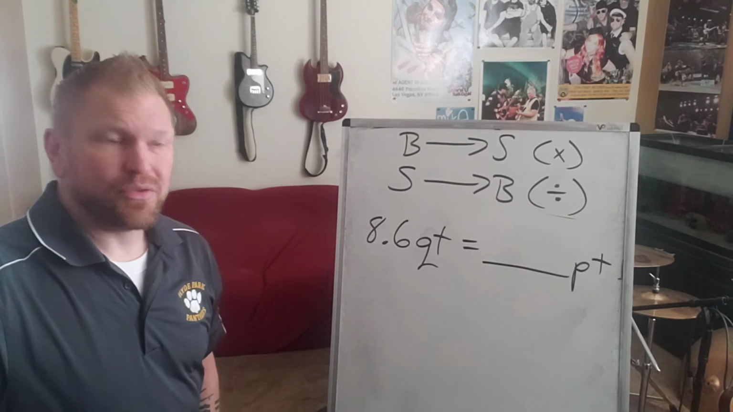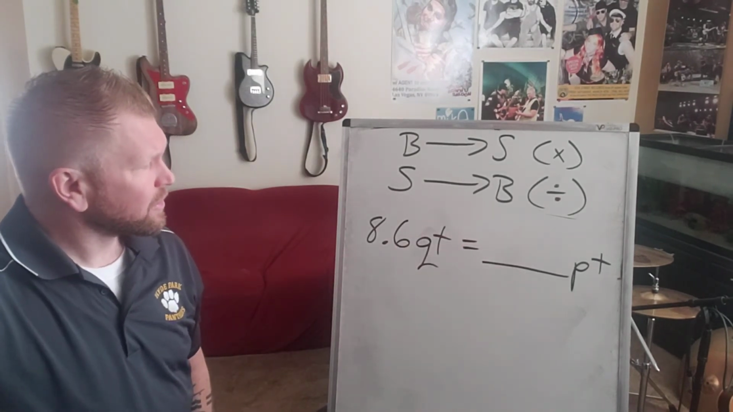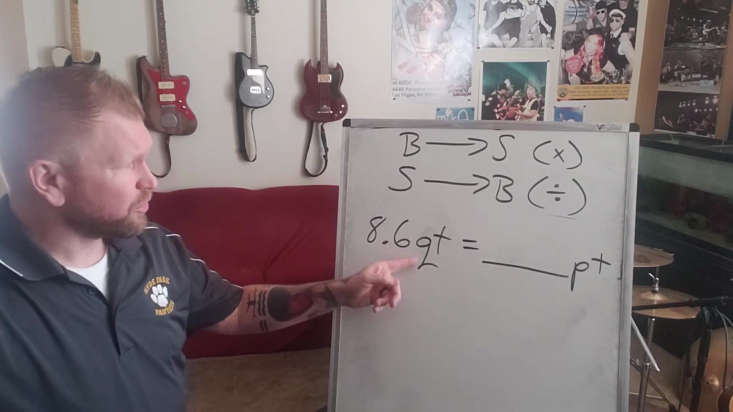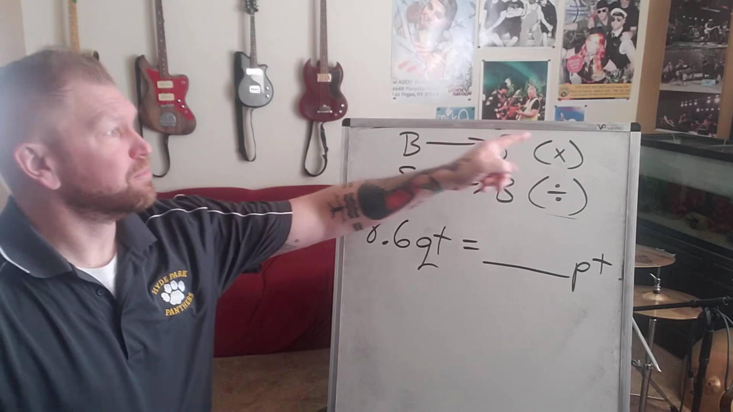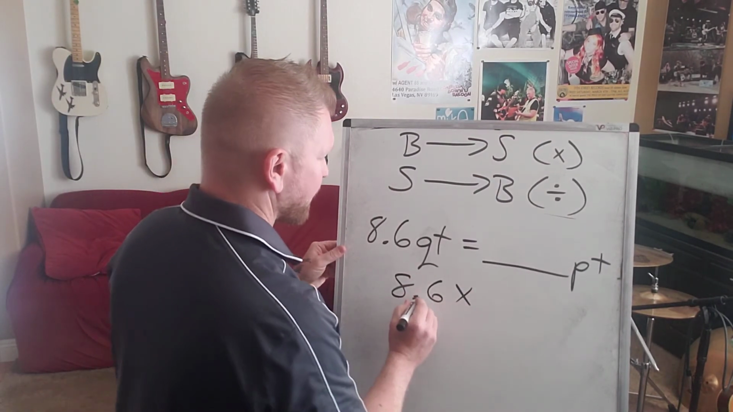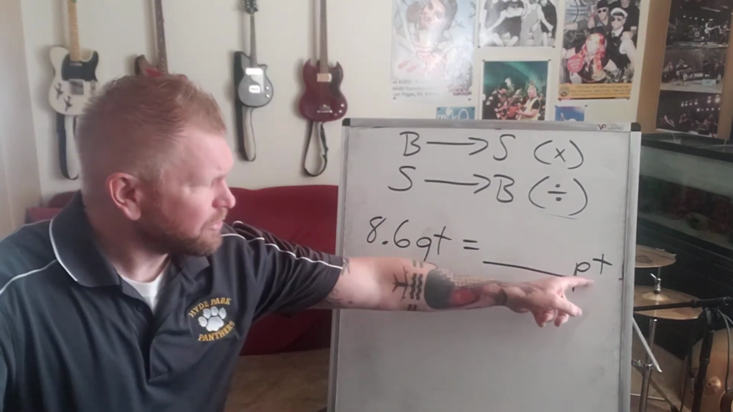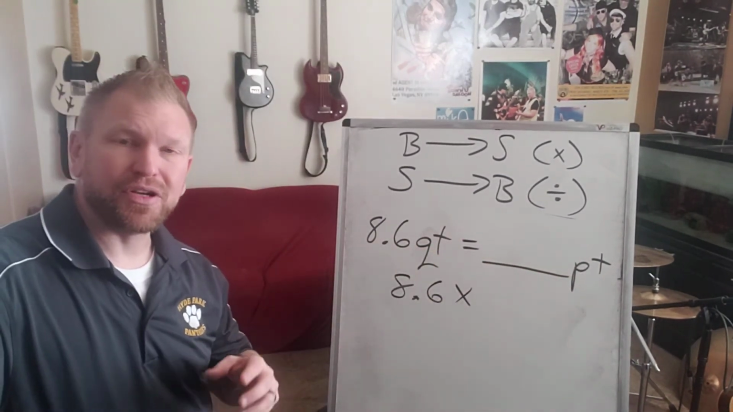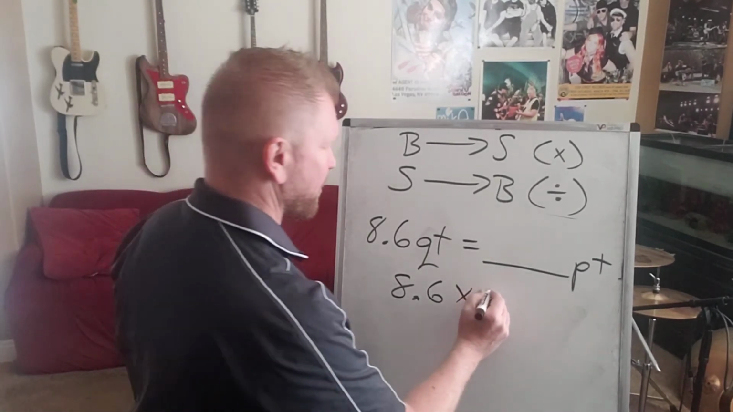Okay, so looking at your notes, which is bigger, quarts or pints? Quarts are bigger, so we're going from a bigger unit to a smaller unit. So when we go big to small, we're going to multiply. We're going to take 8.6 and multiply by what? You've got to look at your notes. How many pints make up a quart? If you look at the picture or the notes, it was 2 pints that make up a quart, so we'll multiply it by 2.